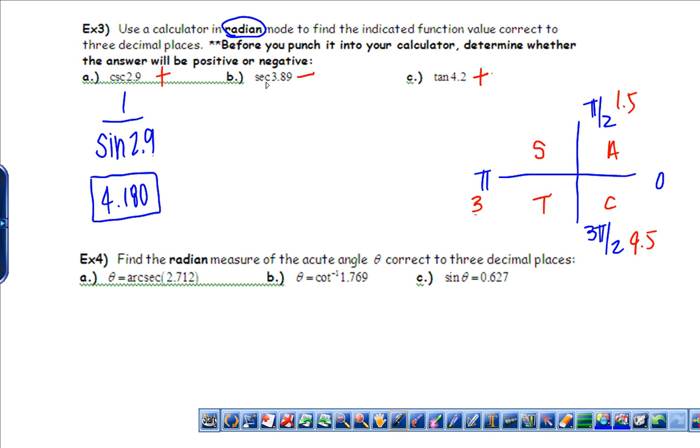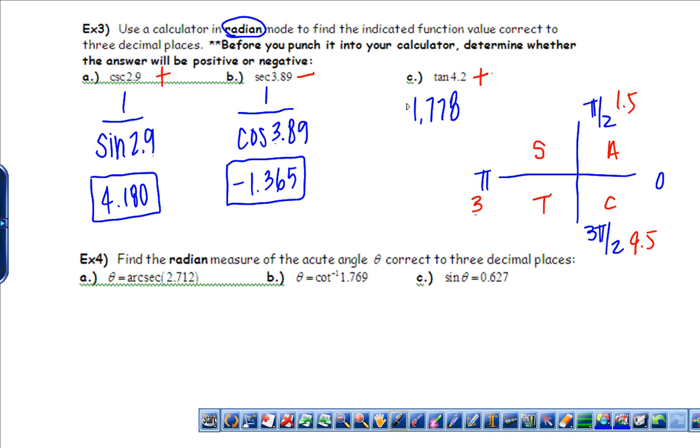Secant of 3.89, the reciprocal is 1 over cosine of 3.89. Plug that into your calculator, still in radian mode. It looks like that gives us negative 1.365. And that gave us a negative, as predicted. Okay, tangent, that's just straightforward. Tangent of 4.2 gives 1.778, and that turned out positive as well. Great. Okay, still in radian mode.